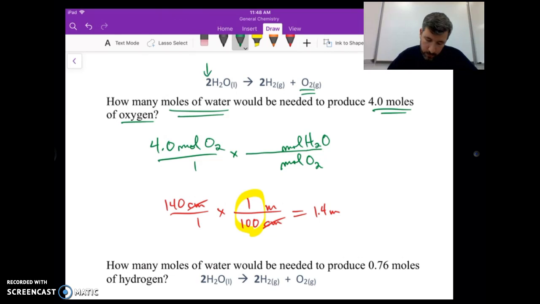So 2 moles of water would break down to give us 1 mole of oxygen. It would also give us 2 moles of hydrogen, but this question isn't really concerned with that. So I'm going to put the 2 in front of water, just like it was in the balanced equation. And I'm going to put a 1 next to oxygen, which there's no 1 written there, but it's implied. And so I get 4 times 2, which is 8. And just to keep my sig figs, it's going to be 8.0 moles of H2O.